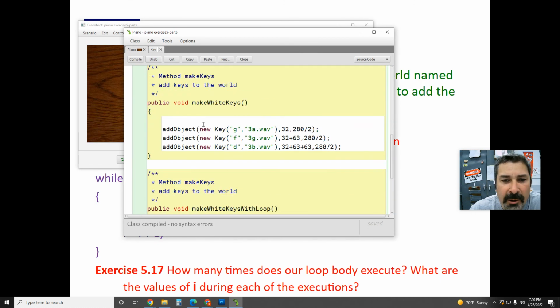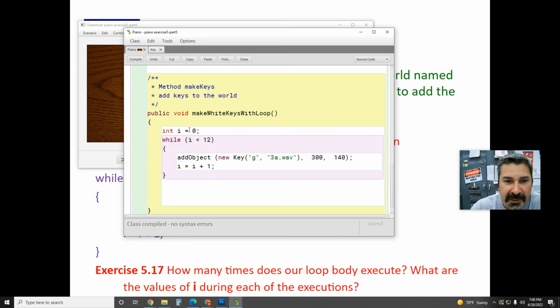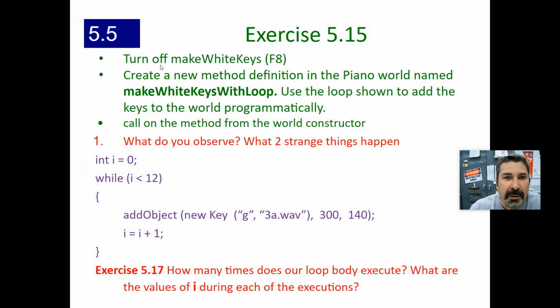So we have this thing right here called make white keys with loop, right? We're saying int I equals 0, I is less than 12, so we're going to run through this 12 times, add object new key, I equals I plus 1. So it's going to run this code 12 times, right? What do you expect? How many keys are you going to have? All right, let's take a look and see what we say.